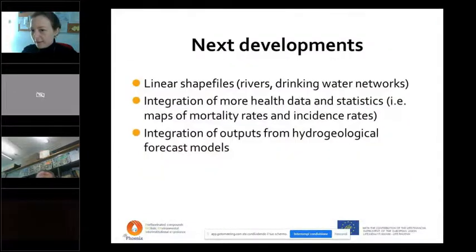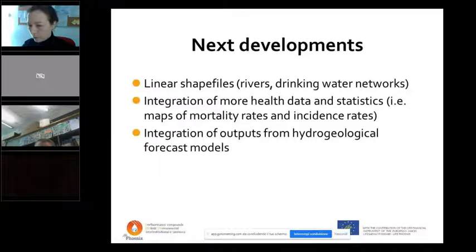So the next developments we have in mind are, first of all, to be able to manage linear shapefiles, for example, rivers and drinking water networks. Then to integrate in the data warehouse more health data and statistics, for example, maps of mortality rates and incidence rates. And then the integration of outputs from the hydrogeological forecast models that will be the focus of the second webinar next week.